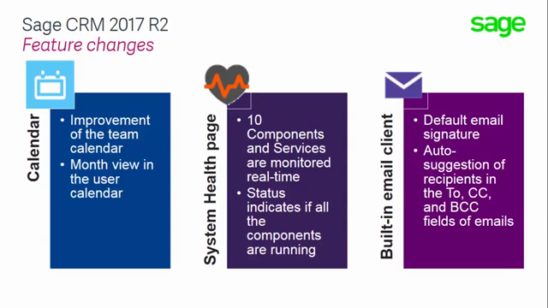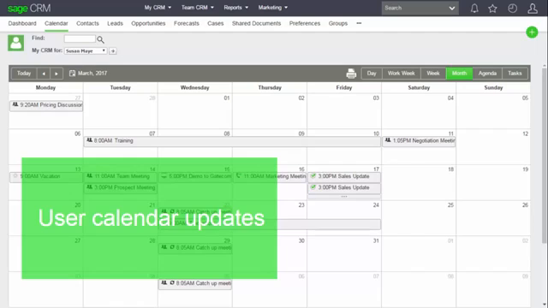But let's now return to look at the main purpose of this presentation, the new features of Sage CRM 2017 R2. We're going to look at the continued improvements to the calendar, the new system health page, and the changes to the built-in email client. Let's look first at the calendar changes.